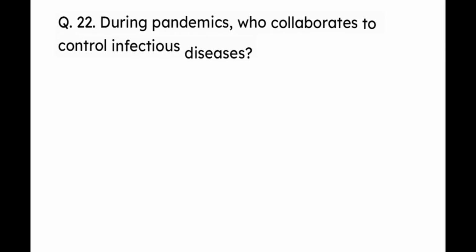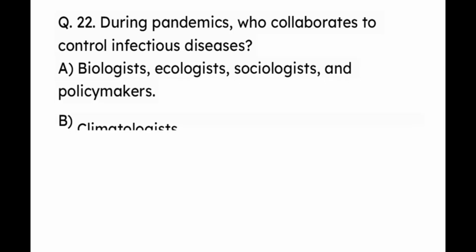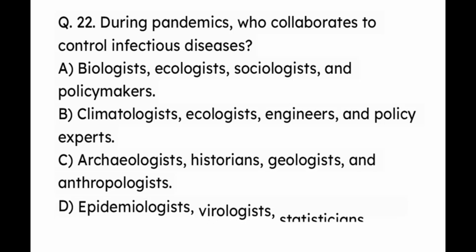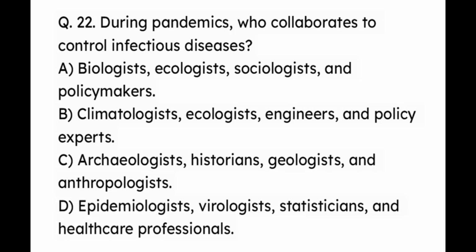Q22. During pandemics, who collaborates to control infectious diseases? A. Biologists, ecologists, sociologists, and policymakers. B. Climatologists, ecologists, engineers, and policy experts. C. Archaeologists, historians, geologists, and anthropologists. D. Epidemiologists, virologists, statisticians, and healthcare professionals.